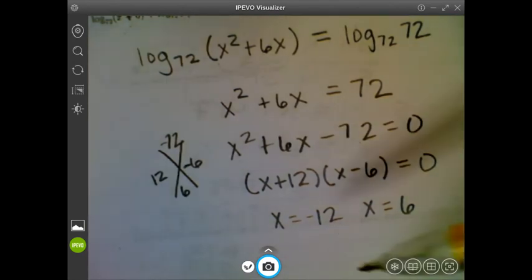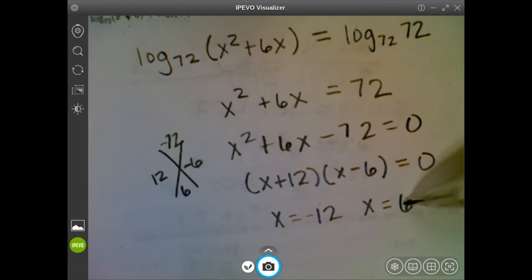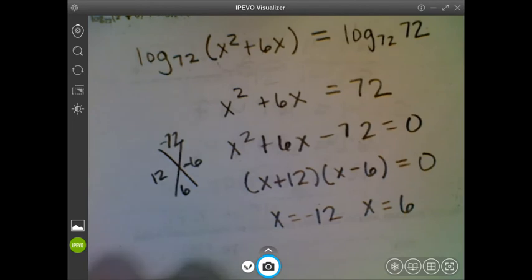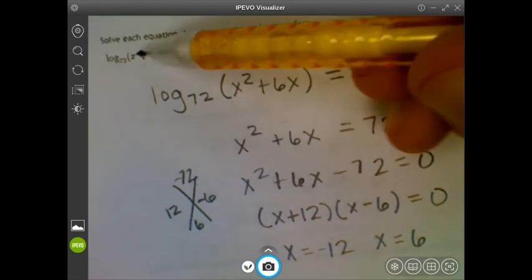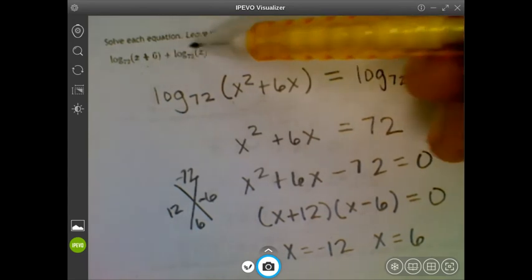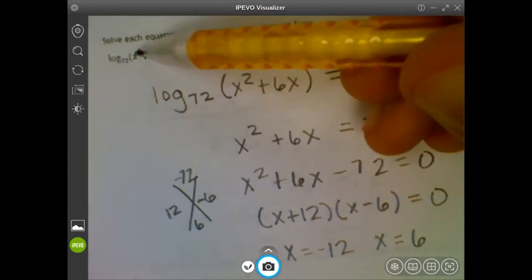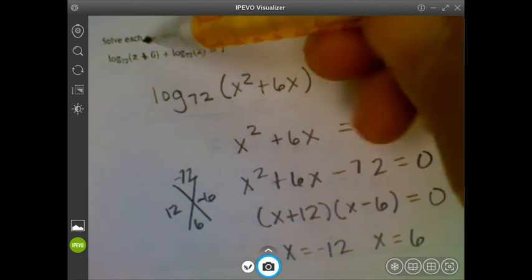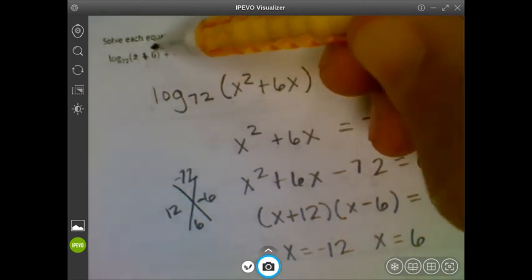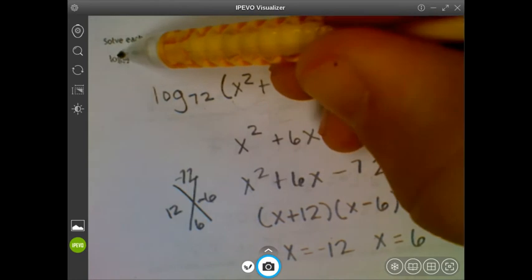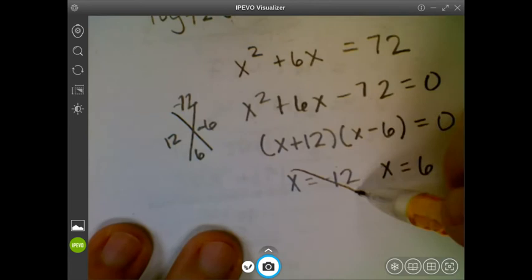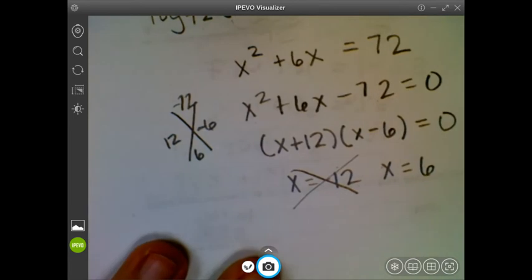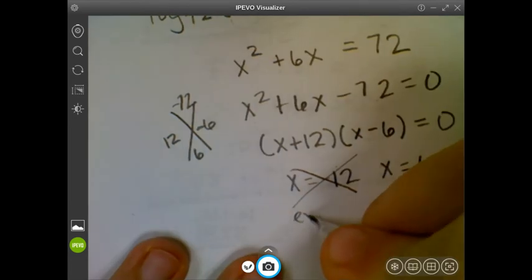So we just have to check these 2 values to see if it ends up being the log of a negative number. So you should go back to your original before you do anything. Go back to your original and plug in both negative 12 and 6 into both of these x's and see if you get a negative. So if you put negative 12 in here, negative 12 plus 6 is negative 6, and that would be the log of a negative number, and so that would not work. So x cannot be negative 12. It is what we call extraneous.